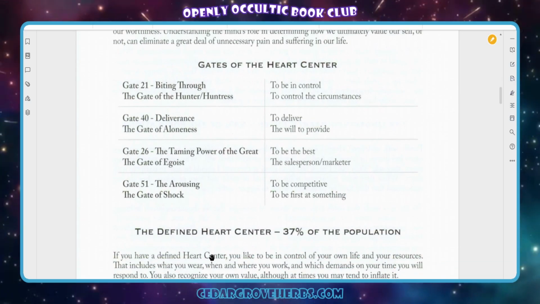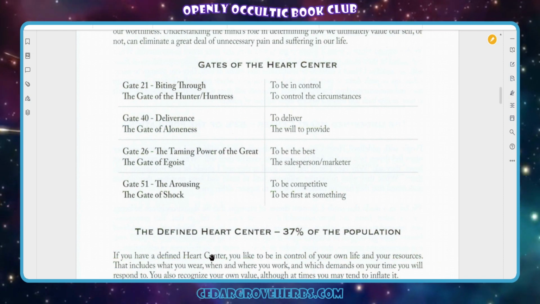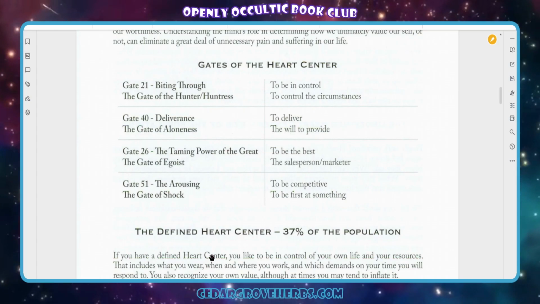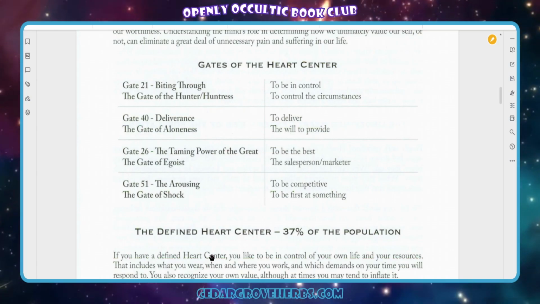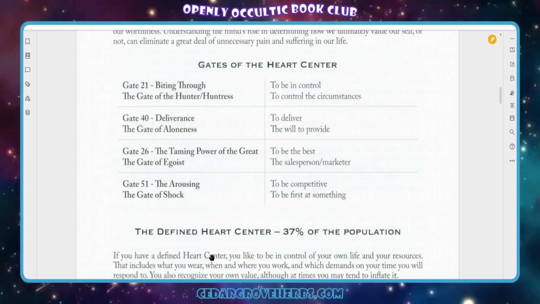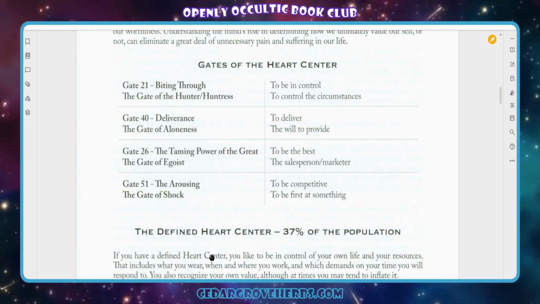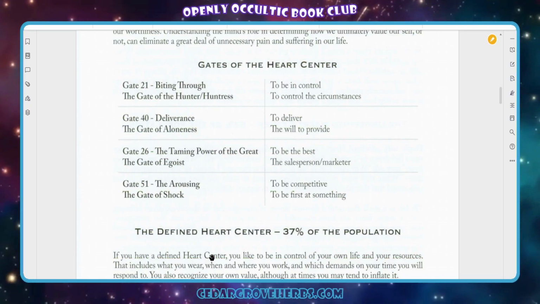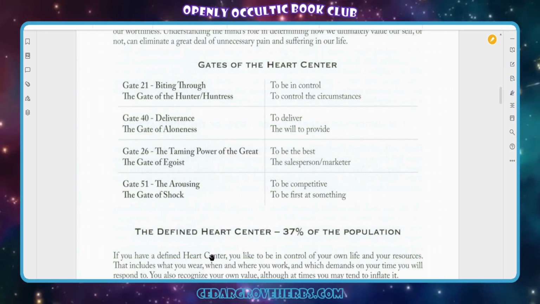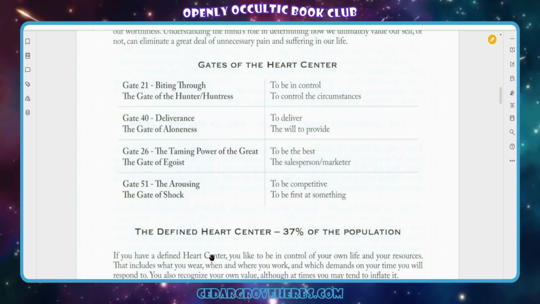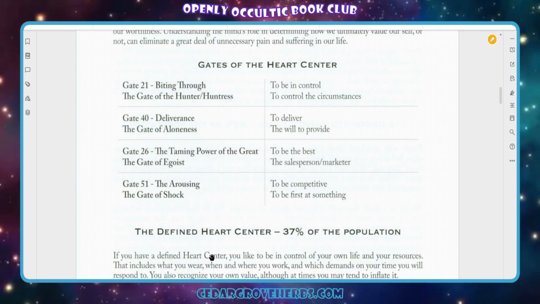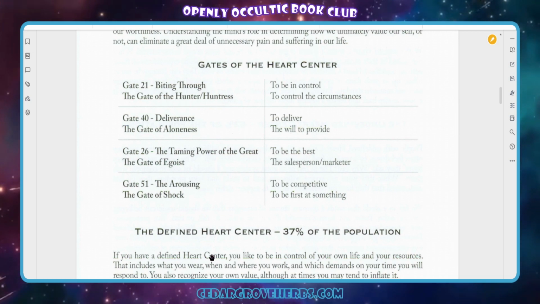Here's the gates of the heart center. Gate 21, biting through. The gate of the hunter or huntress. To be in control, to control the circumstances. Gate 40, deliverance. The gate of aloneness. To deliver, the will to provide. Gate 26, the taming power of the great. The gate of egoist. To be the best, the salesperson or marketer. Gate 51, the arousing, the gate of shock. To be competitive, to be first at something.